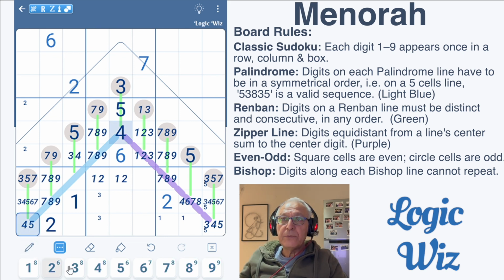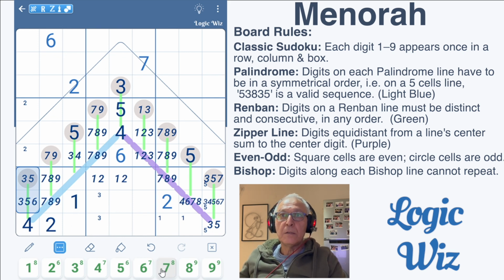Now that we have the 4, this one must be a 4. And we can no longer have a 7 here because we cannot reach a 7 on a Renban here. Okay, what's our option here? It's 3, 4, or 5. 4 cannot be here. It's 4.